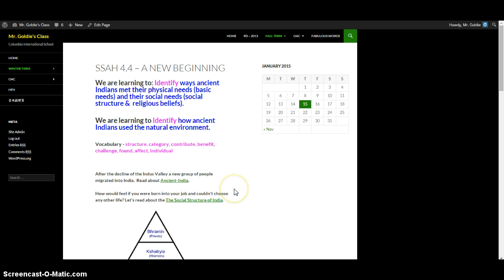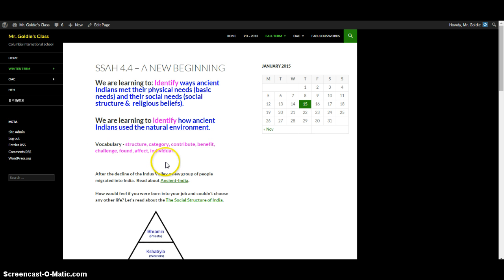Alright. We are learning to identify ways ancient Indians met their physical needs, in other words, their basic needs, and their social needs, or in other words, the social structure and their religious beliefs. So, we're also learning to identify how ancient Indians used their natural environment.